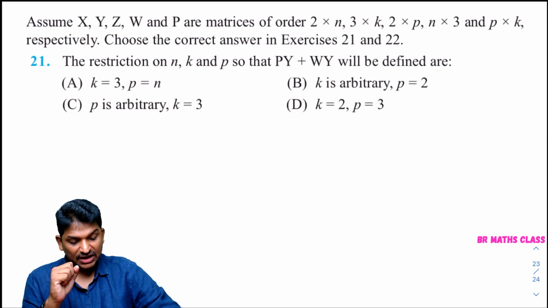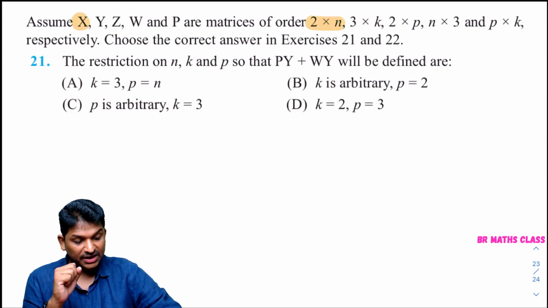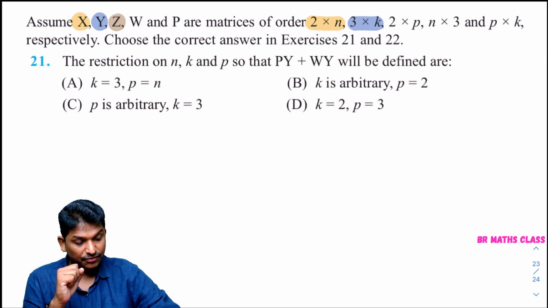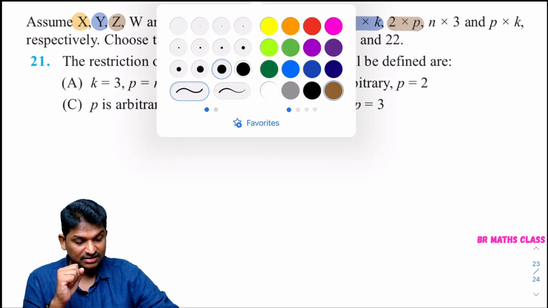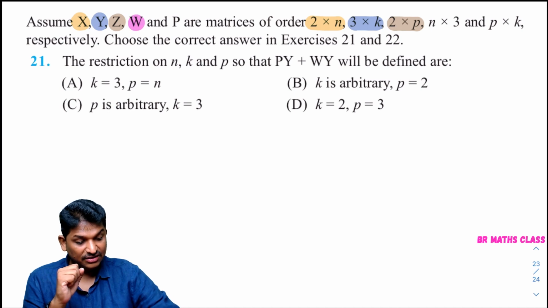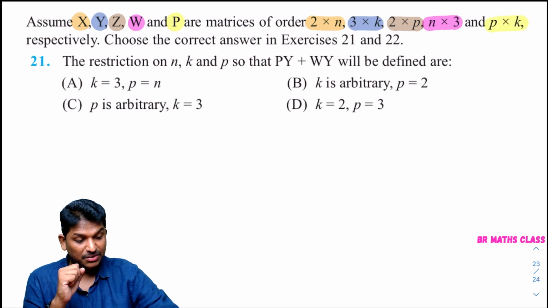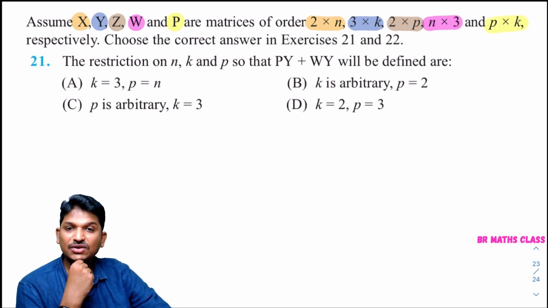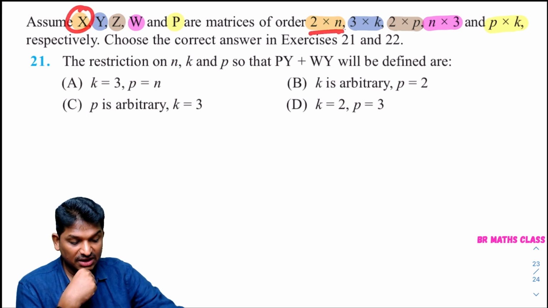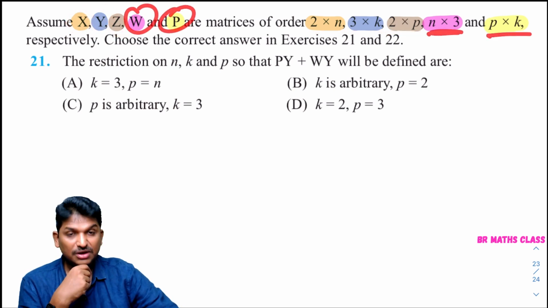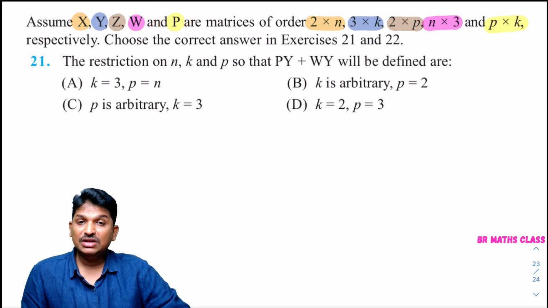Observe the question, what they are saying. X is a matrix of order 2 by n, and Y is a matrix of order 3 by k. Next, Z is a matrix of order 2 by p. Next, W is a matrix of order n by 3. Next, P is a matrix of order p by k. This data they have already given. X is of order 2 by n, Y is of order 3 by k, Z is of order 2 by p, W is of order n by 3, P is of order p by k. Then choose the correct answer.